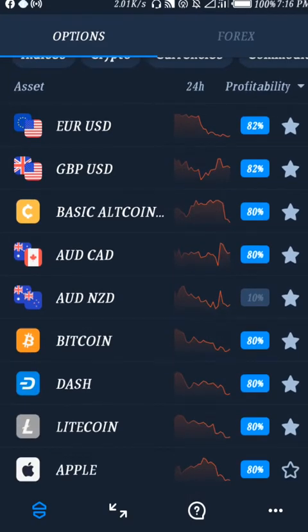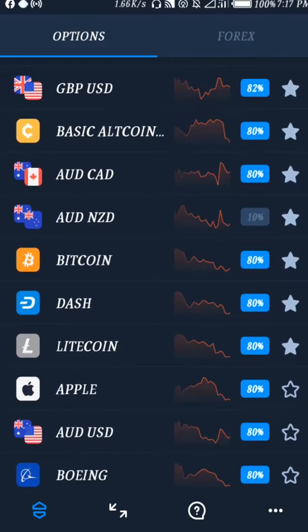So basically that's what it is. You see 80% here too. That means whatever amount you put, if you put $1, you're going to get 80 cents as your profit. If you trade $10, you're going to get $8 as your profit. All right, so basically that's just what that means.